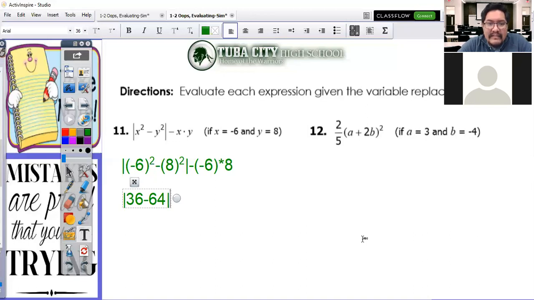All right, I don't need that parenthesis anymore. Now in this case here, let's see, I got a negative.